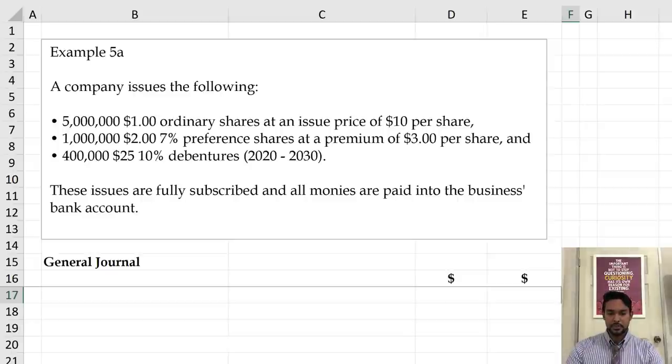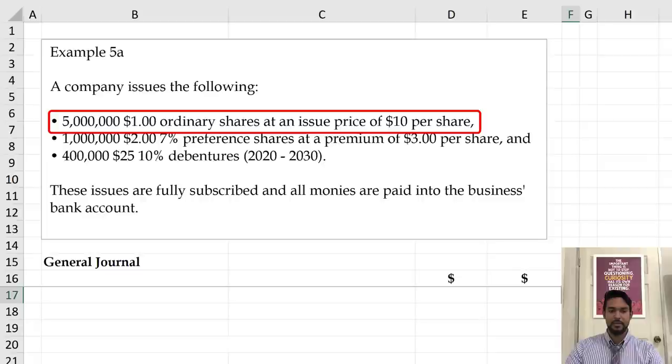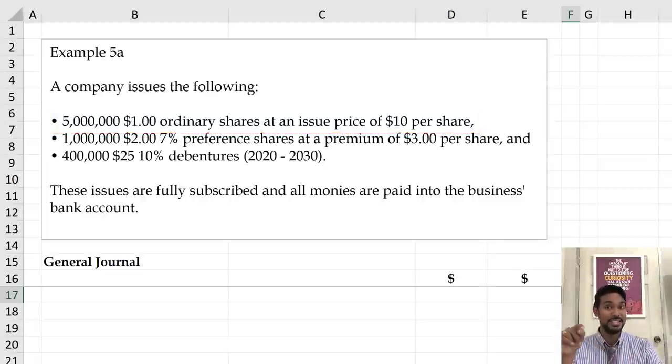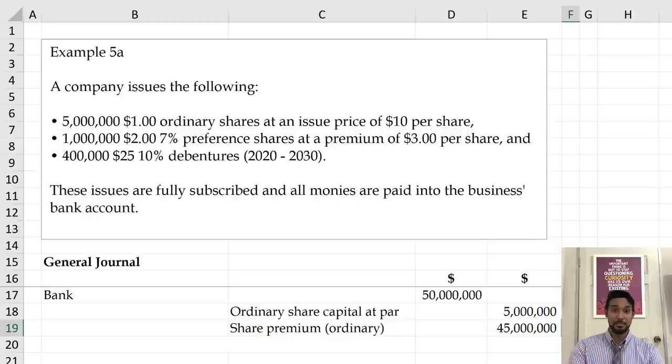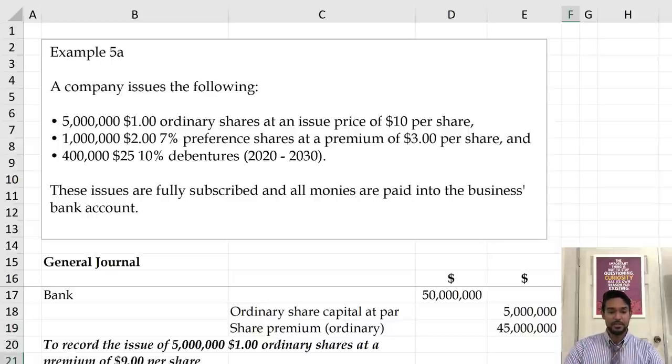All right, so for the ordinary shares, $5 million by $10. Now the par value is $1, yes, but we're issuing shares for $10 each. 5 by 10 is 50. So we're getting $50 million into bank. Where did it come from? Well, ordinary share capital, which in this case, the par value is $5 million, which means that the premium is the remainder, $45 million, which we could calculate by multiplying 9 by 5 million, and that's to record the issue of $5 million $1 ordinary shares at a premium of $9 a share, or you could say at an issue price of $10 per share.